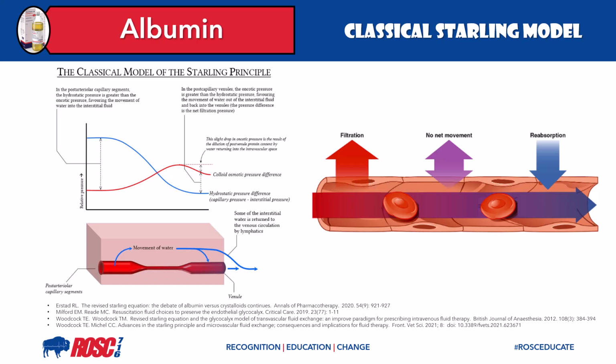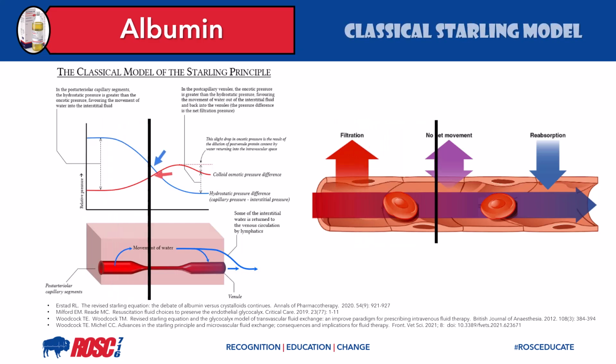You can think of transvascular fluid exchange as the movement back and forth between the intravascular space and the interstitial space. If I could focus your attention to your monitor here. The blue arrow represents the hydrostatic pressure, the red arrow represents the oncotic pressure. As we follow this black line, we're going to move through the postarterial capillary segment, into the capillary, into the postcapillary venule. Within the postarterial capillary segment, you can see that the hydrostatic pressure is greater than the oncotic pressure. This favors movement of fluid from the intravascular space to the interstitial space. This is referred to as filtration.